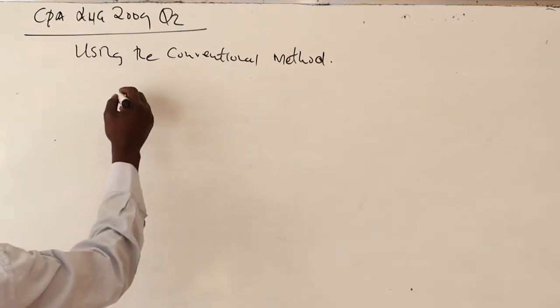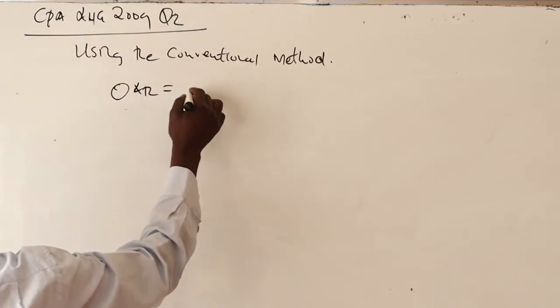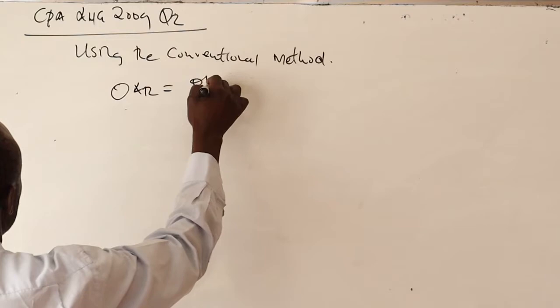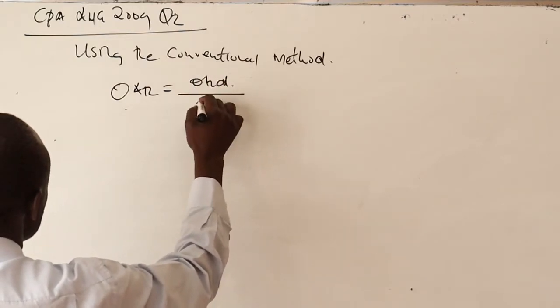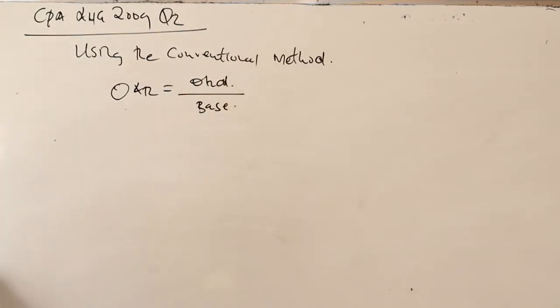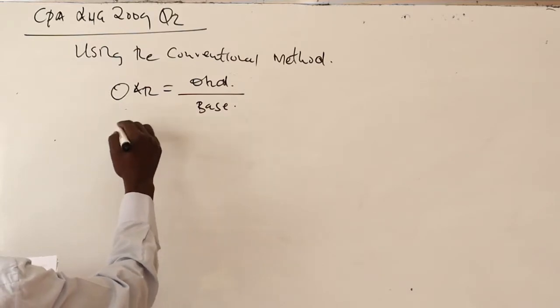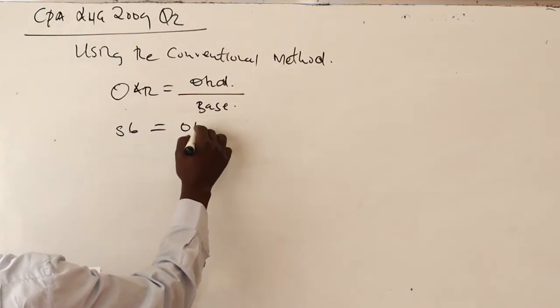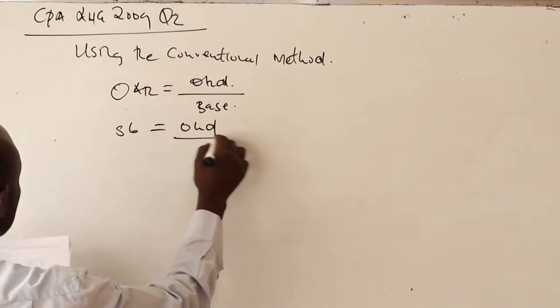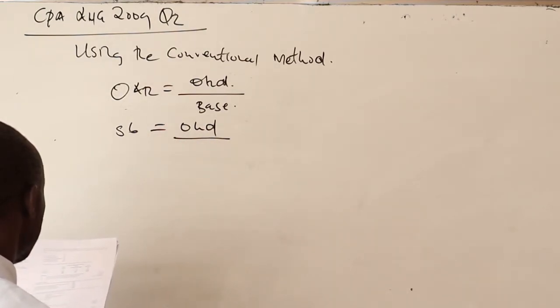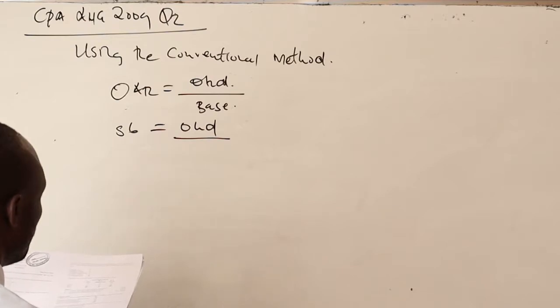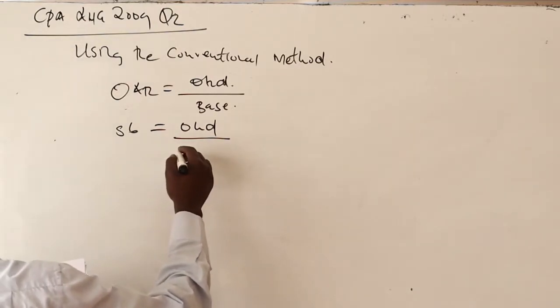Here we normally say overhead absorption rate is equal to total overheads over the base. Already, the question had given us the absorption rate. When you look at the question carefully, they have given us the rate. So the overhead absorption rate here is 56. The overheads are not provided, and the base you have told us is the number of machine hours. So we are able to determine the number of machine hours here.